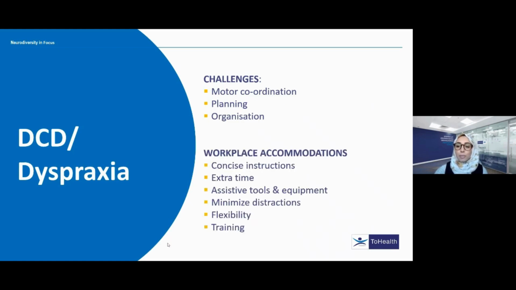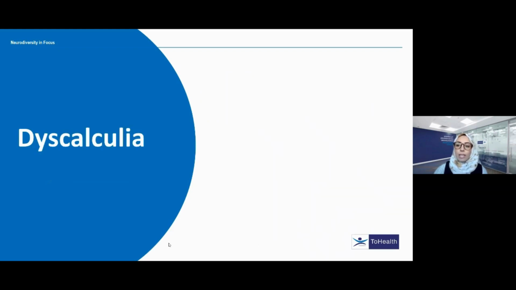Some of the workplace adjustments can include things like providing concise written instructions, allowing extra time for tasks that do involve fine motor skills, also providing assistive tools and equipment or asking for them. Ensure that all distractions are minimized, and that can help with focus and concentration. Offering or asking for a flexible work schedule, meaning that you can try to come in at a time where you are at your most productive, and if there are any opportunities for training and development, to utilize those.